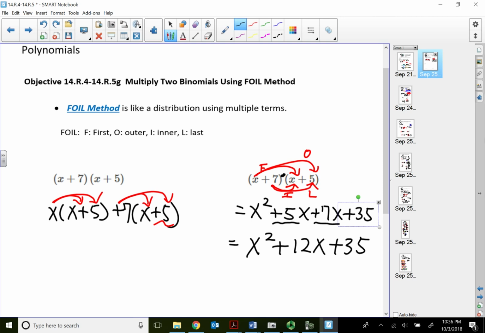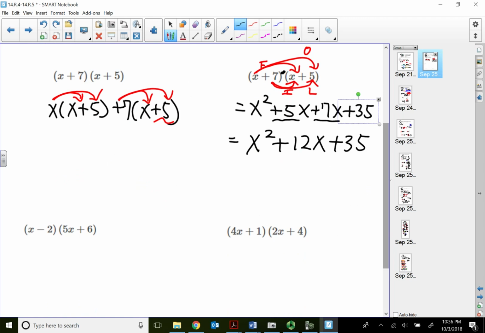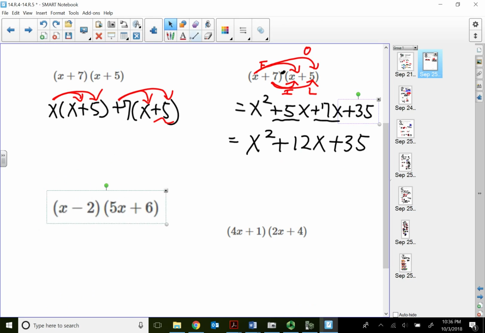So the idea of the FOIL method is basically doing distribution twice, or multiple times. All right, let's try a few more. Remember now, the very first thing I do is take the first term, so take my x to do the distribution.